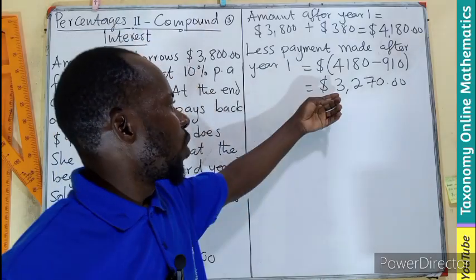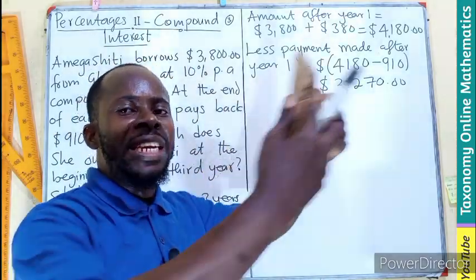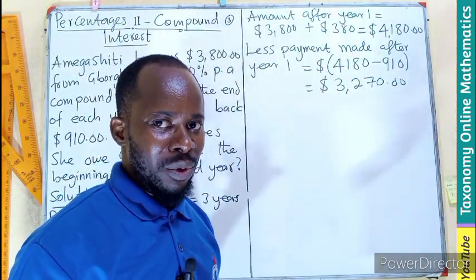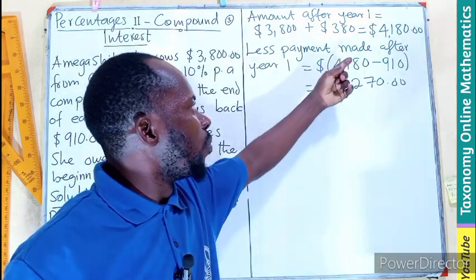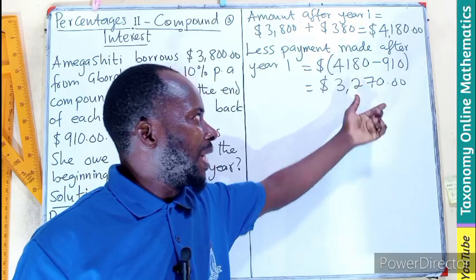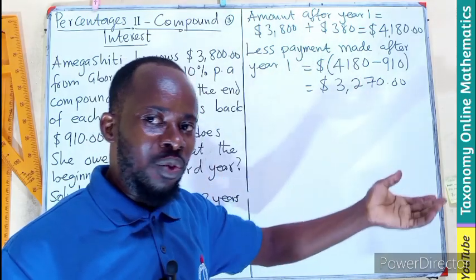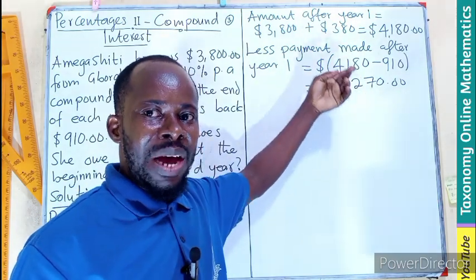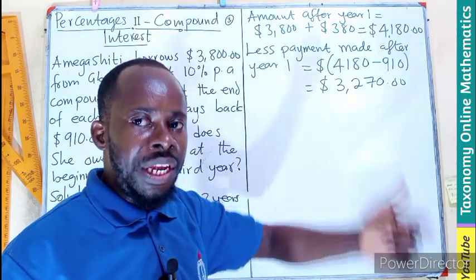Remember, this is what we are going to begin the second year with, because we are done with the first year. I'm supposed to pay 4,180, but I have 910 to pay, so I pay that one. I should be left with this. Now it is this that will generate the new interest.